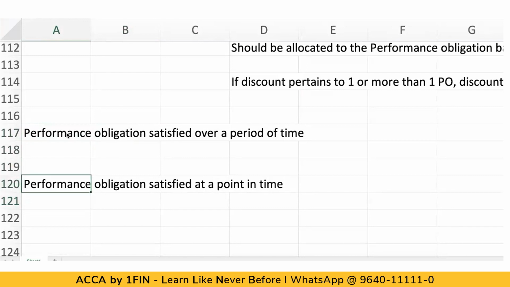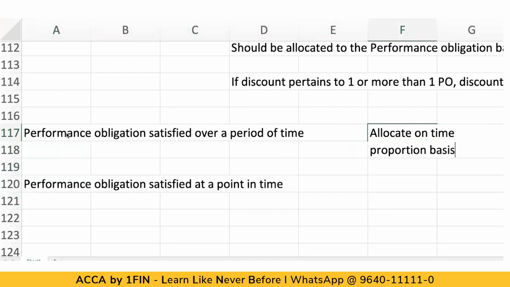And if it is provided over a period of time, generally you will allocate on time proportion basis, unless any other method you find to be better. So unless any other method is better, you will allocate the transaction price on time proportion basis. For example, consultancy services for 2 years. So you will recognize revenue on a monthly basis.